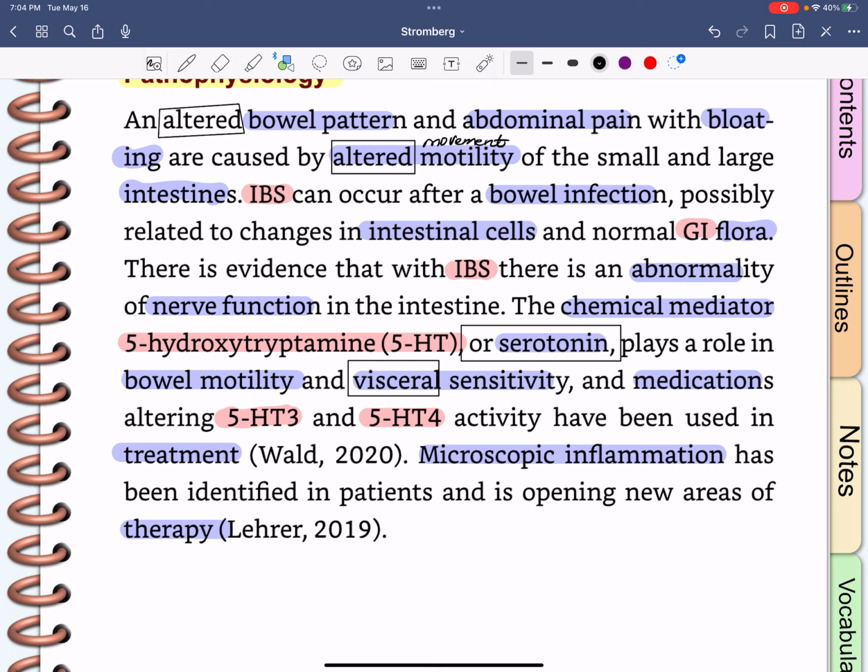Okay, so then it talks about medications altering that serotonin derivative, I'm assuming, 5-HT3 and 5-HT4. I don't need to know what those mean at this point. That is not critical to my understanding this passage.